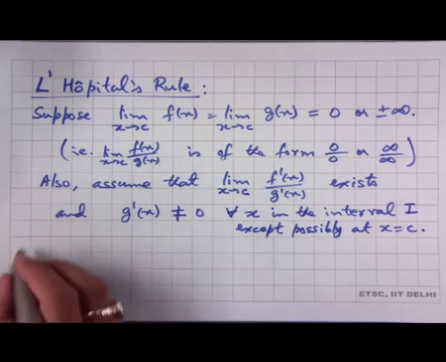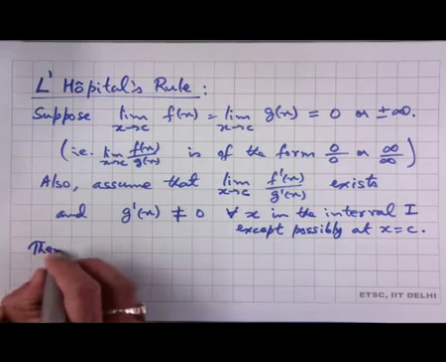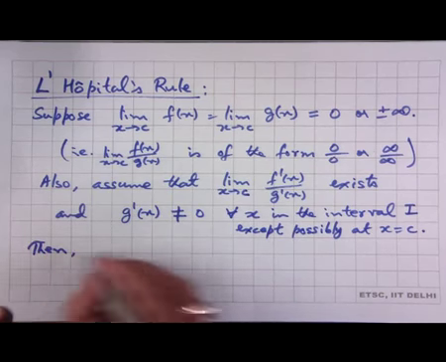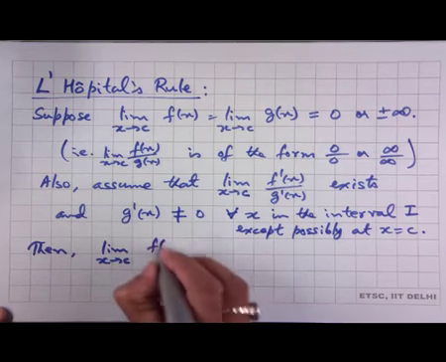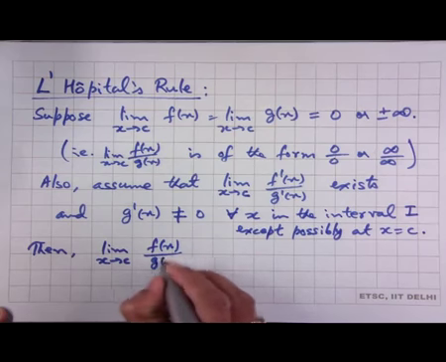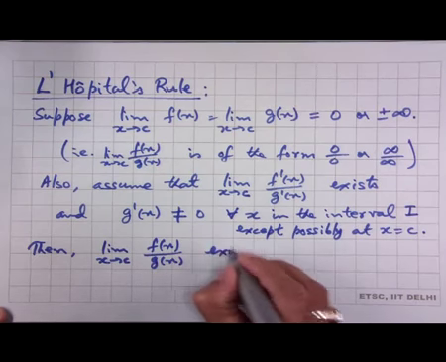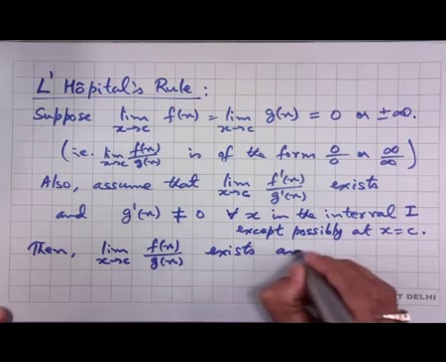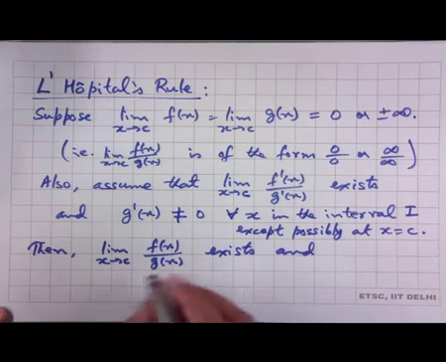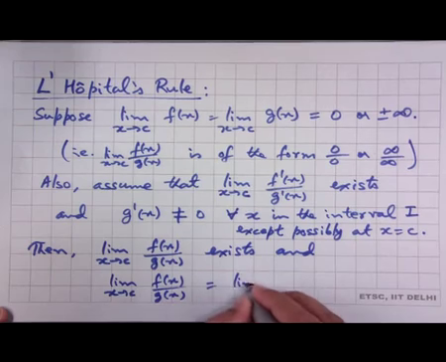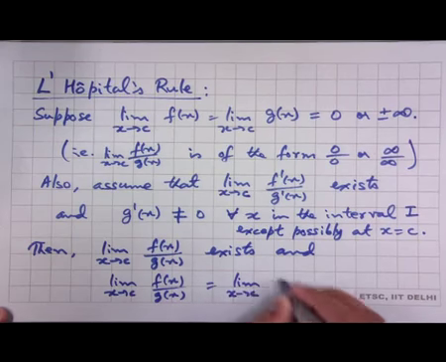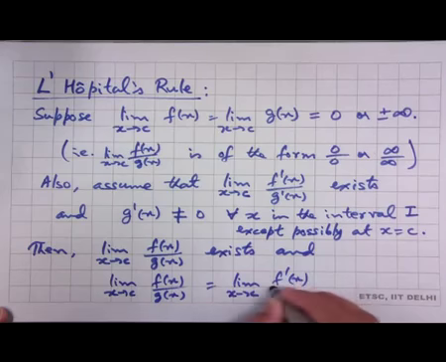Then the conclusion is, then the limit as x approaches c of f x by g x exists, and this limit is nothing but the limit of f prime x by g prime x.